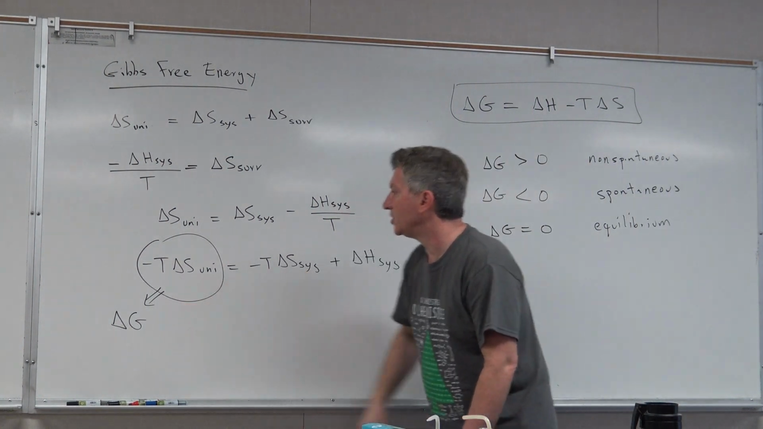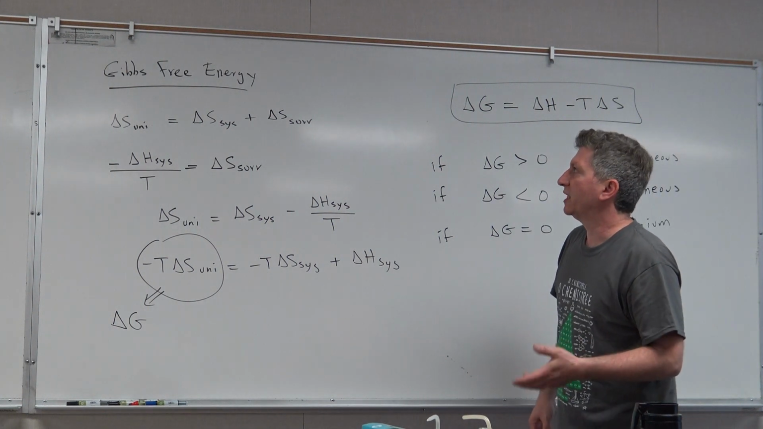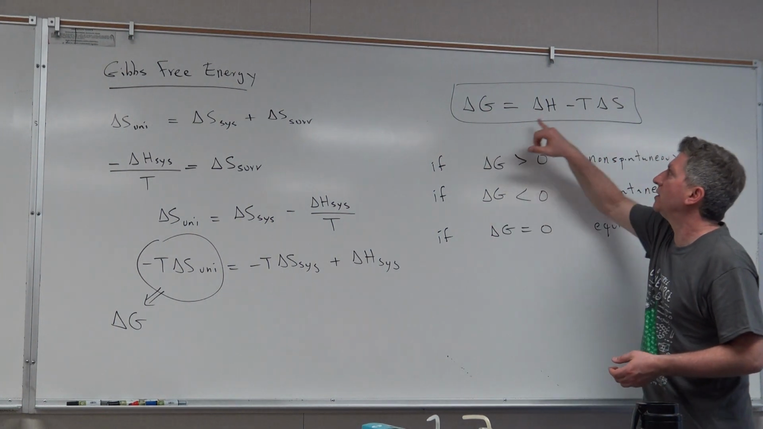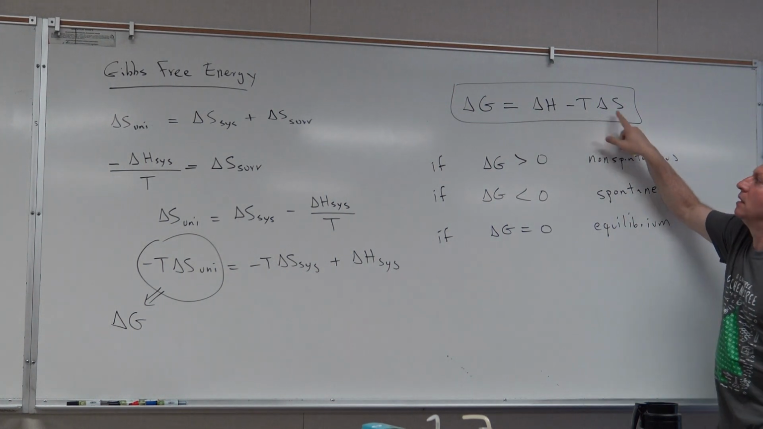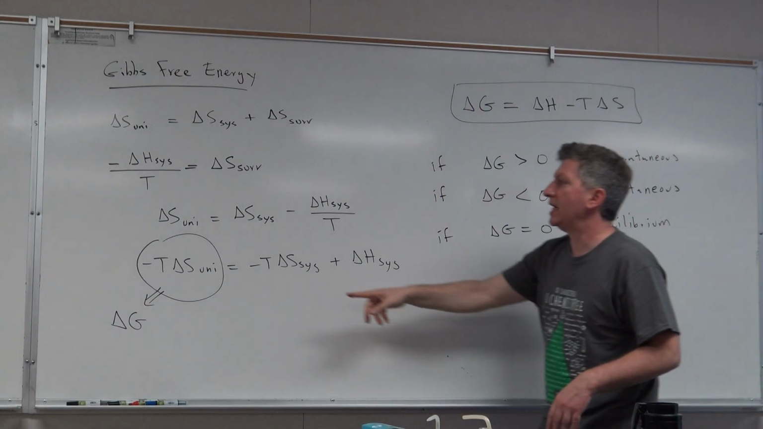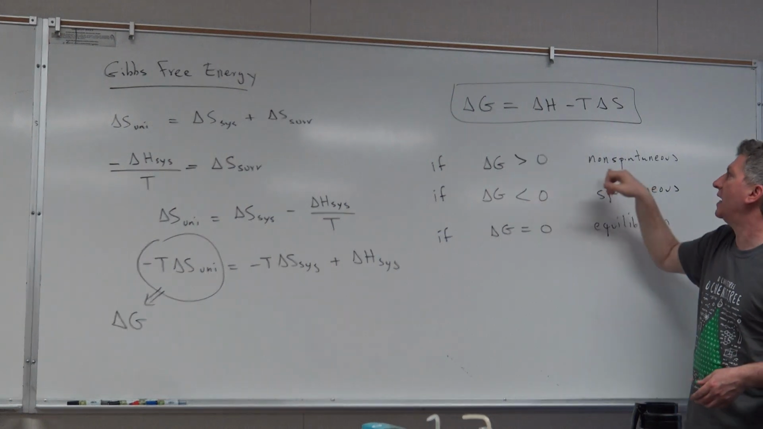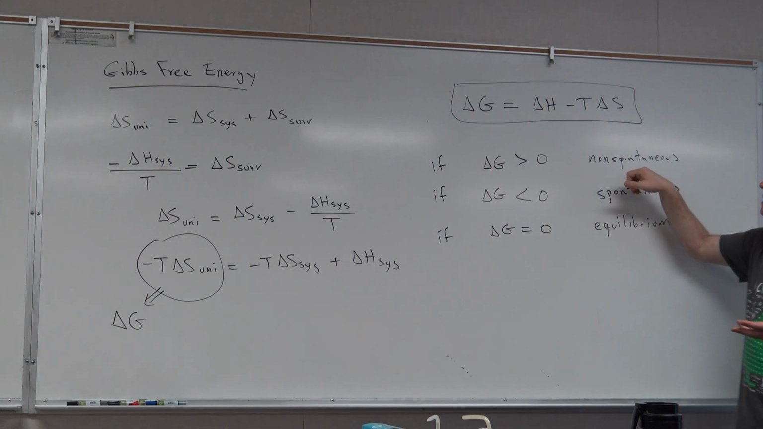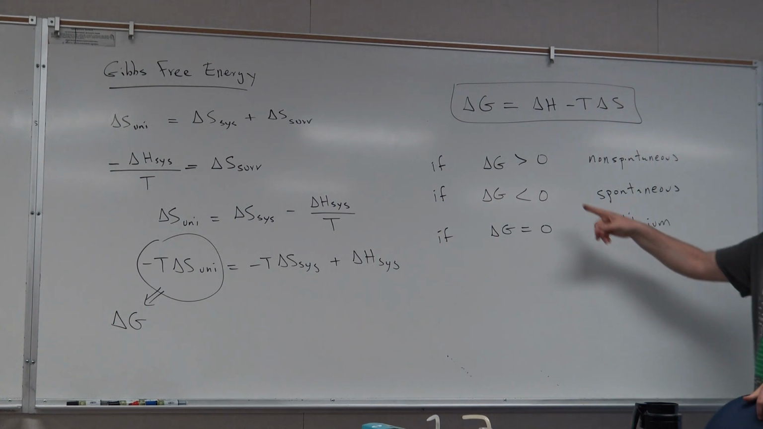can call this delta G, a new function which we call Gibbs free energy. So delta G is equal to delta H minus T delta S, and these are both system, delta H and delta S. And now since we multiplied it by a negative, if delta G is positive, then the process is non-spontaneous because delta S universe is going to be negative.